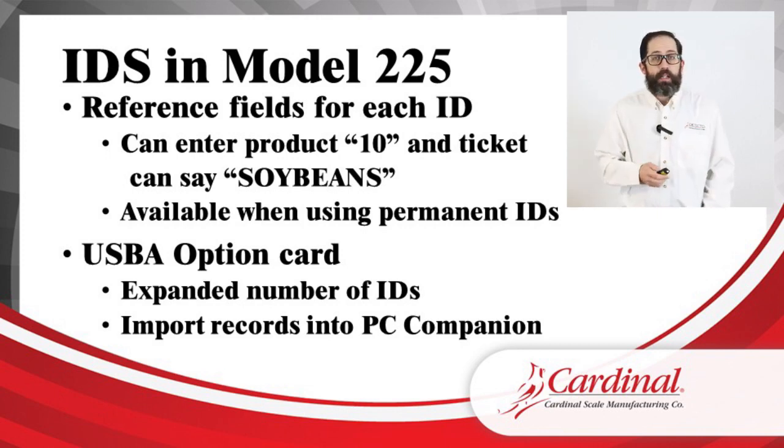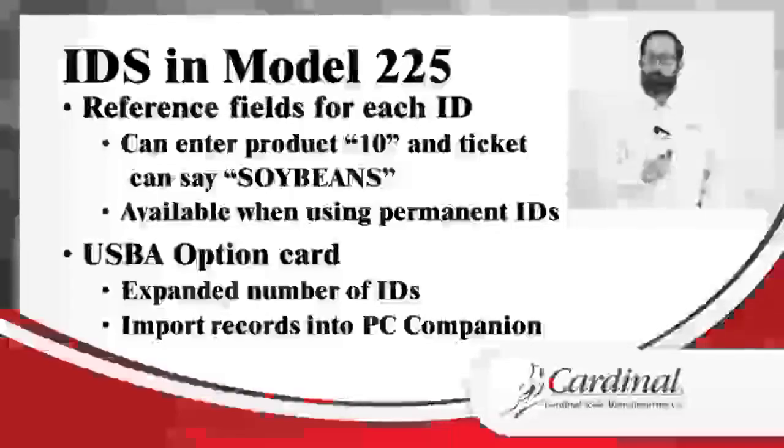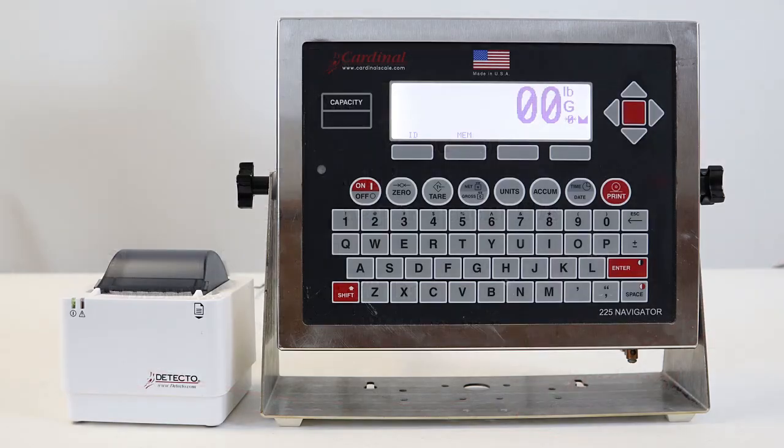And so now let's take a look and see what the process looks like on the 225 and see how different it is from what we saw on the 210. For our first example using the 225 weight indicator, we're going to use a temporary ID. In this case, we're going to use ID number 1. So we're going to start as if a truck pulls on the scale.